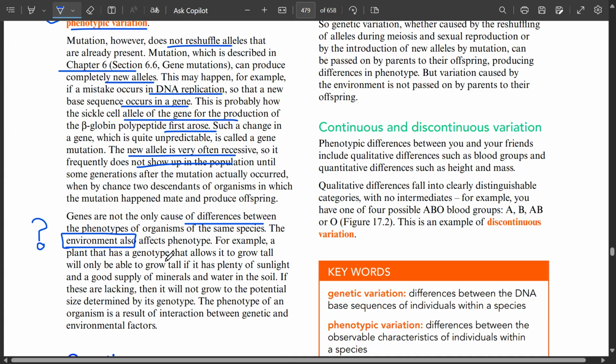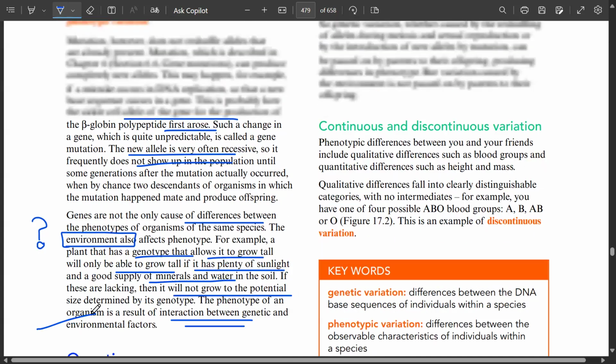For example, a plant that has a genotype that allows it to grow tall will only be able to grow tall if it has plenty of sunlight. To get that sunlight, it's going to grow tall, and it needs a good supply of minerals and water in the soil. If these are lacking, then it will not grow to the potential size determined by its genotype. The phenotype of an organism is a result of interaction between genetic and environmental factors.